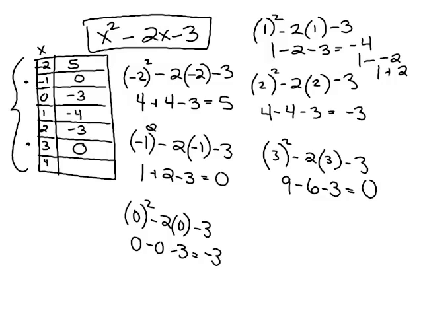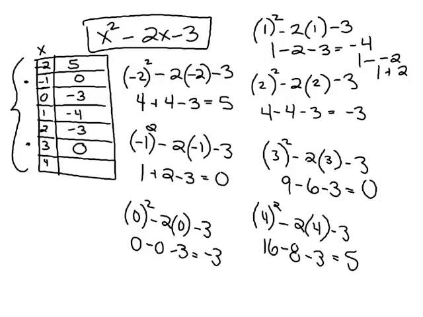Let's do our last one, 4. Replace my variable with a set of brackets. So 4 squared is 16. 2 times 4 and negative 3. 5. Okay, so if the question had asked me which input values of x will give me an output of 5, what would I say? Negative 2. -2 and a 4.